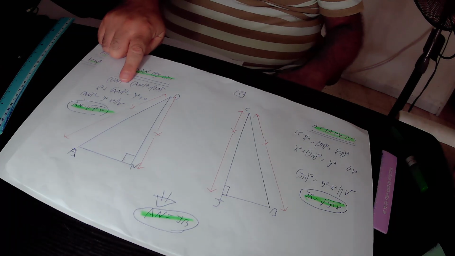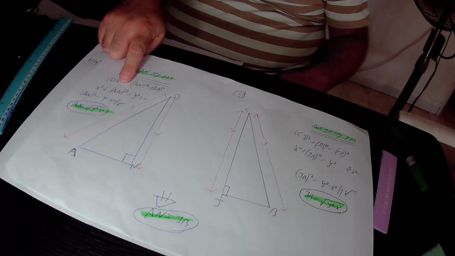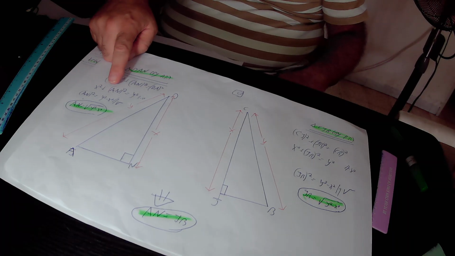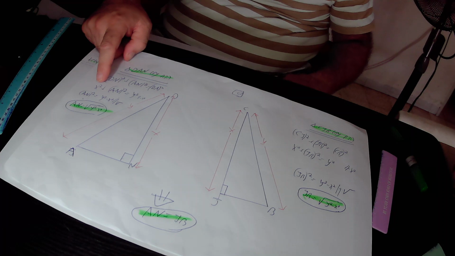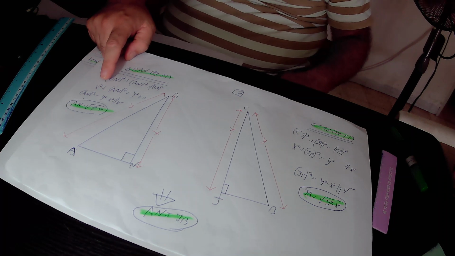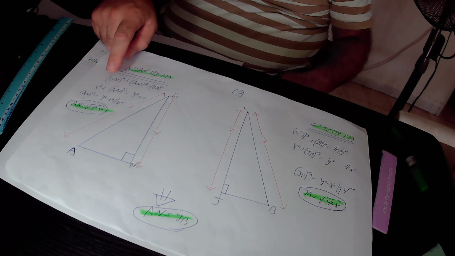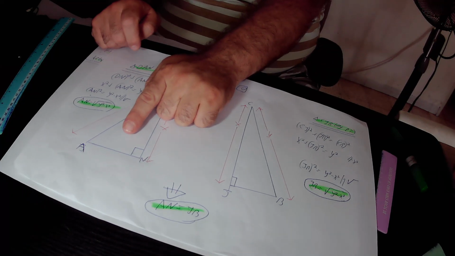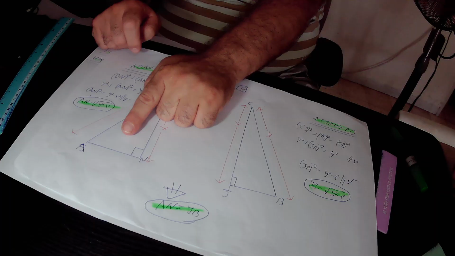Here we subtracted x squared from this equation, and finally found out that AN squared equals y squared minus x squared. Here we took the square root of this equation and finally found out that AN equals the square root of y squared minus x squared. This is side AN, according to the Pythagoras theorem.